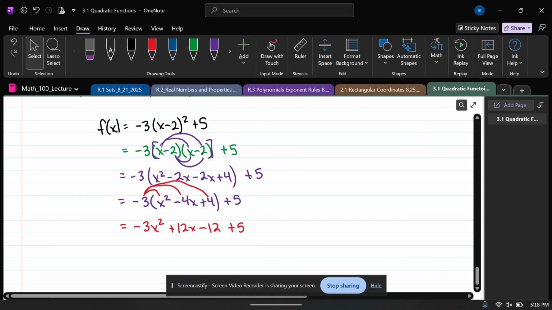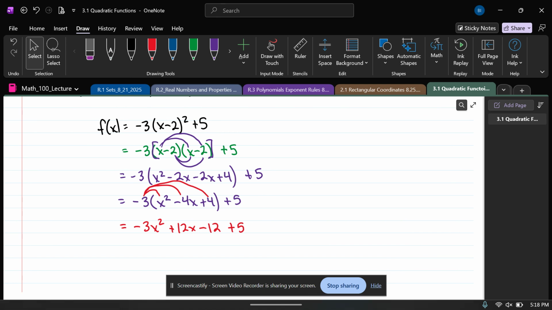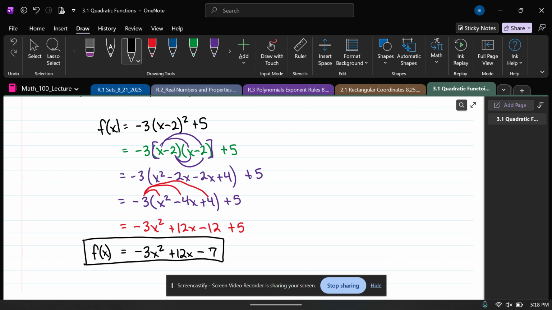So I just did distributive property. Now the last step is put your like terms together. My like terms are that negative 12 and that plus 5. We'll have negative 3x squared plus 12x minus 7. And there's my standard form.